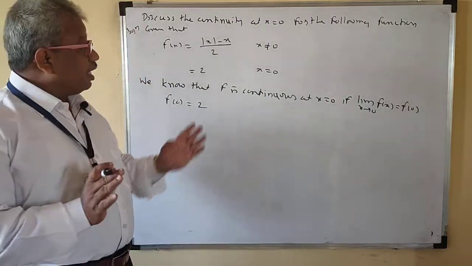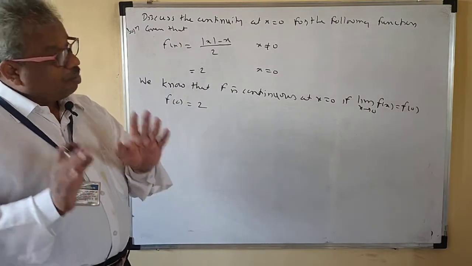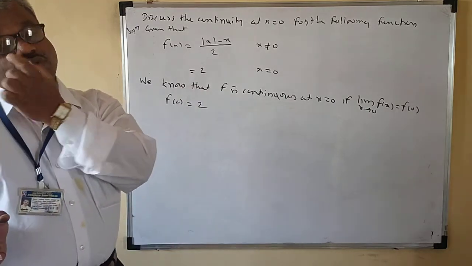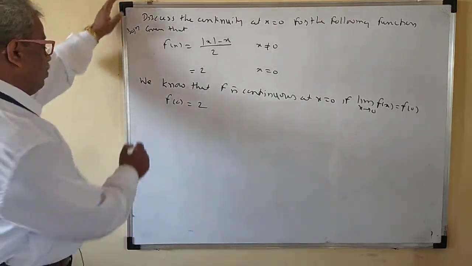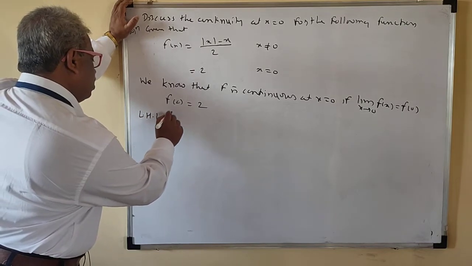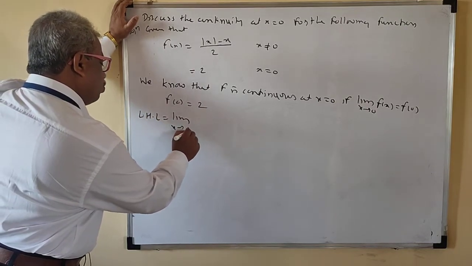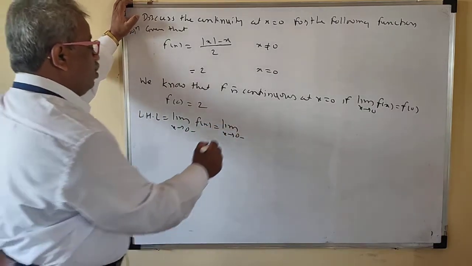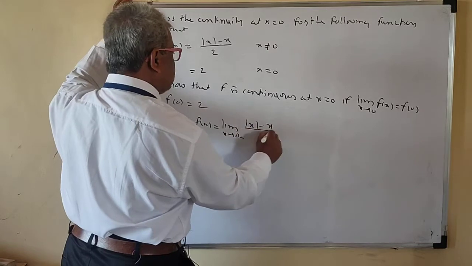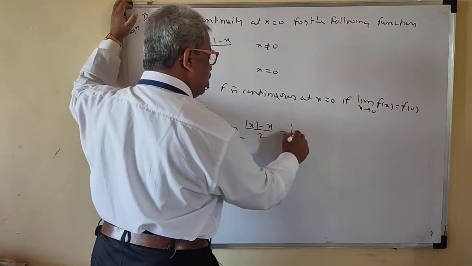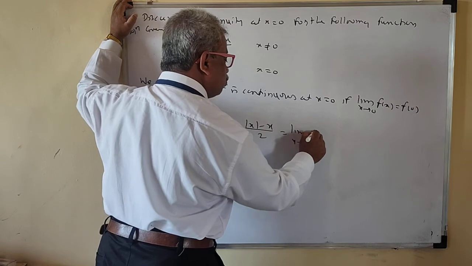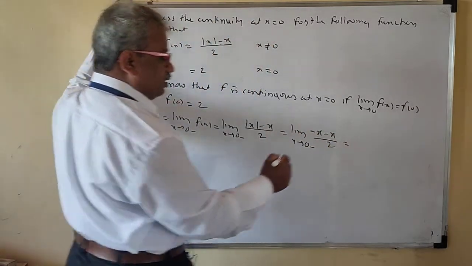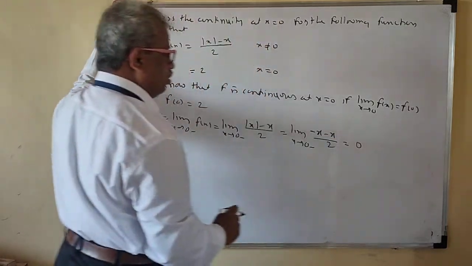Here it is not given whether x is less than 0 or greater than 0, but your function changes its value for less than 0 and greater than 0. So you need to find the left hand limit and right hand limit. First we find the left hand limit, limit x tends to 0 minus of f of x. So this is limit x tends to 0 minus of (mod x minus x) upon x. Now this is minus x, so minus x minus x is minus twice x.